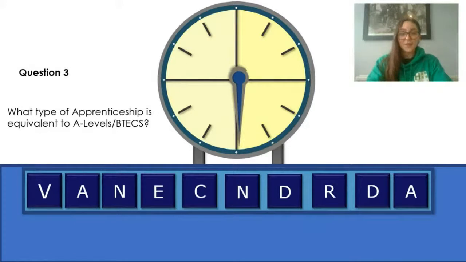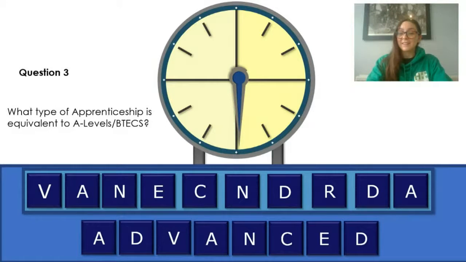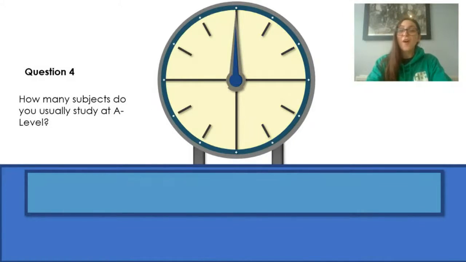Okay, let's have a look. And the answer is advanced. So if you do an advanced apprenticeship, you're getting the equivalent qualification to someone that would be doing A-levels or BTECs. Excellent. Okay, let's go over to question 4.